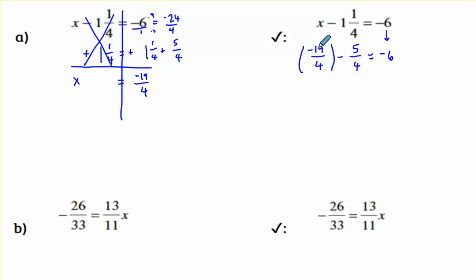So I'm going to need to do leave, change, opposite. And now the signs are the same. So -19 plus a -5 is -24. And then my denominator is 4. And I bring down the right side.